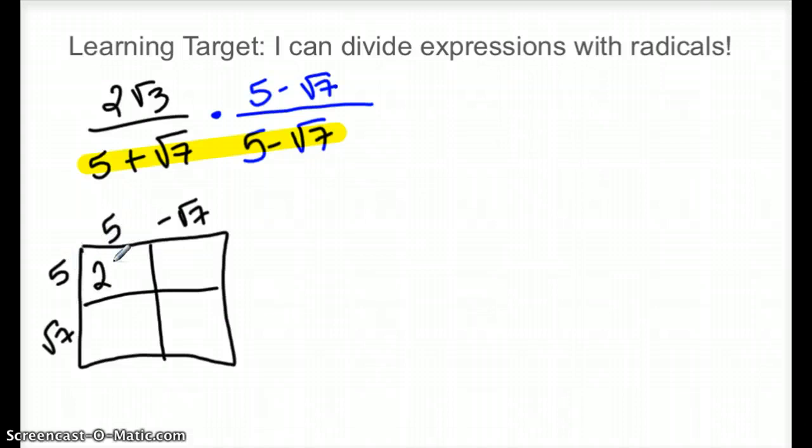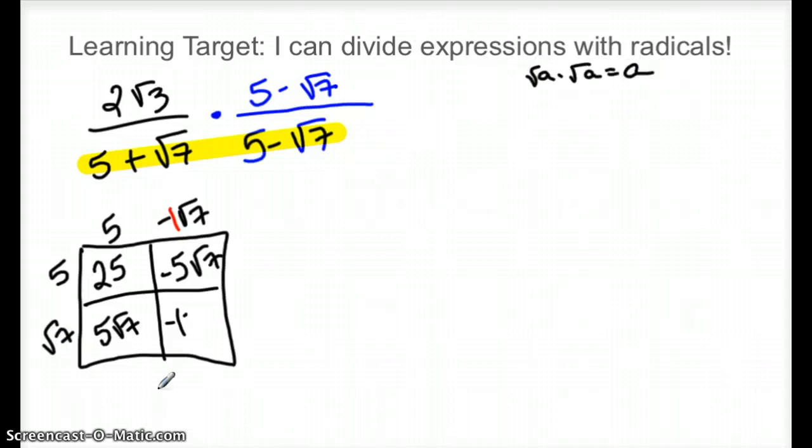5 times 5 is 25. Here, there's a -1 outside, so 5 times a -1 will be a -5, and then keep the radical 7. Here would be positive 5 radical 7. And then here, I would have a -1 on the outside times, use our rule: when you have a radical times itself, radical A times radical A, we talked about in class, that's just A. Radical 7 times itself is just 7. So in this bottom corner, I just have a -7.